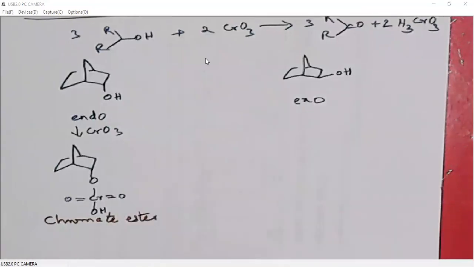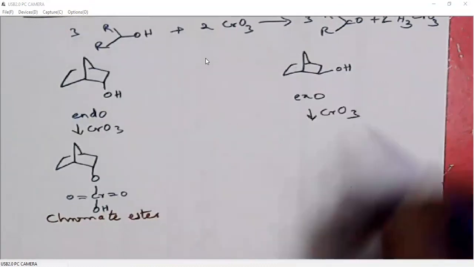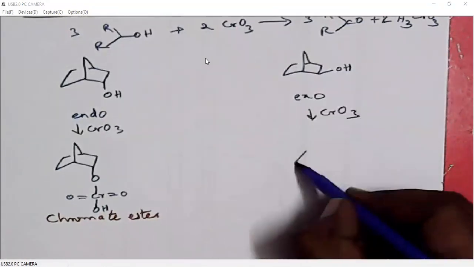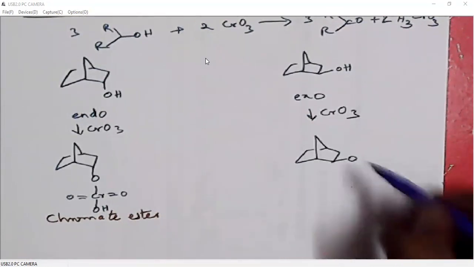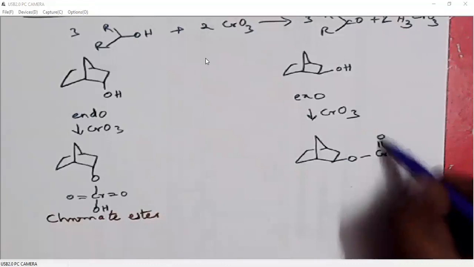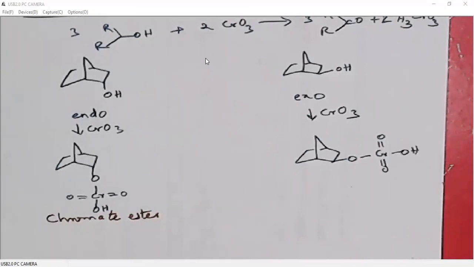At the same time, when this compound is oxidized with chromium trioxide, it will also generate a chromate ester. How it generates a chromate ester, I will post in the group. The detailed mechanism.